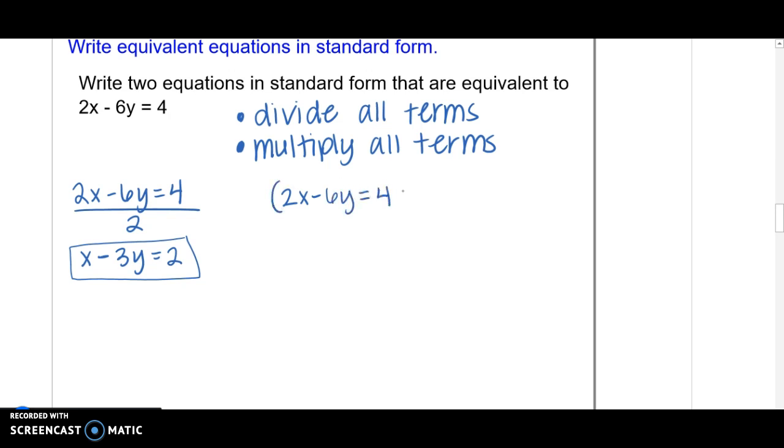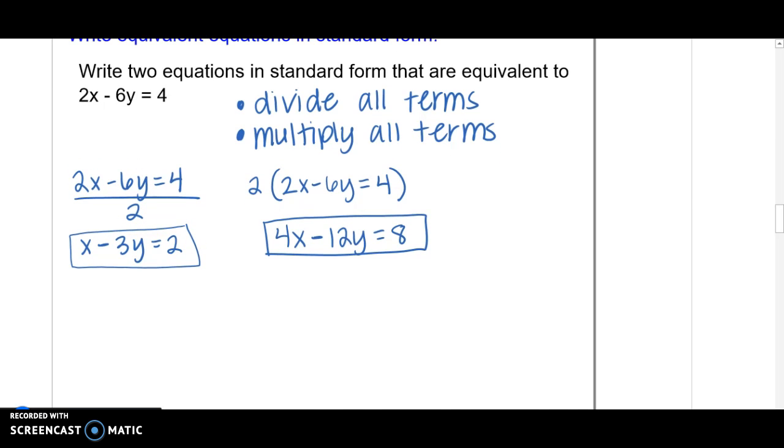And we could take this whole thing, and on both sides we're going to multiply, I'm sorry, by 2. So we're taking 2 times 2x, which is 4x, minus 2 times 6y, which is 12y, equals 2 times 4, which is 8. So guys, that's just multiplying or dividing all terms by the same number is how you could find two equivalent equations. There's lots of different answers you could have here.